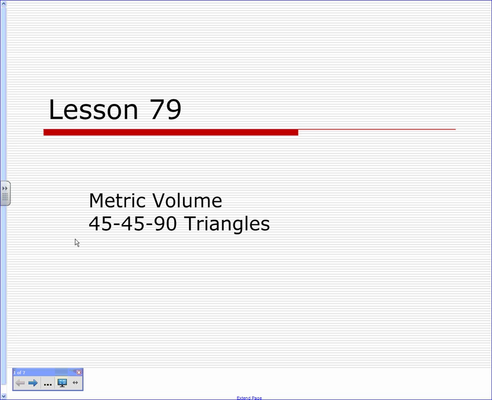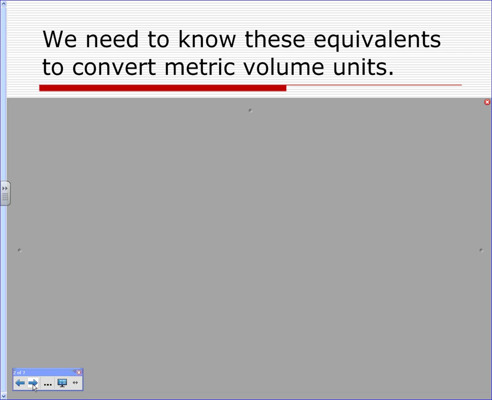Right, we are looking at lesson 79 today. We're looking at metric volume, and we're going to look at 45, 45, 90 triangles. Yes, the last one we did was 30, 60, 90. And this is the other type of special triangle. These are the two that are special. You're going to have to know these to be able to convert metric volume units.